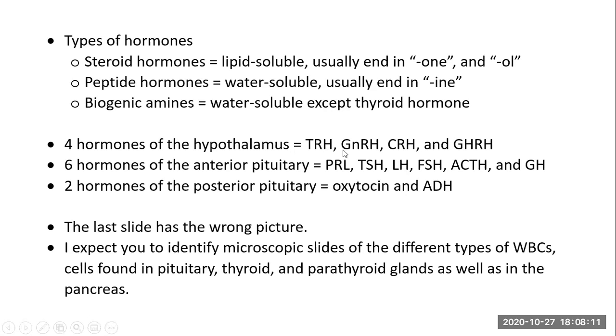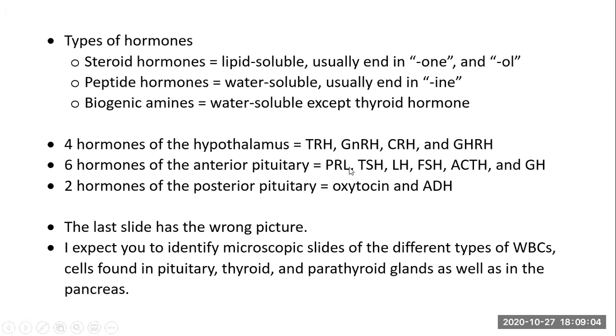So the thyroid releasing hormone is related to thyroid stimulating hormone. The gonadotropin releasing hormone is related to the luteinizing hormone and follicle stimulating hormone. The corticotropin releasing hormone is related to the adrenocorticotropic hormone and the prolactin. Growth hormone releasing hormone is related to growth hormone. So these are instructions for the pituitary. These all are instructions for the anterior pituitary. These all are instructions for other organs that are found far away from the brain.